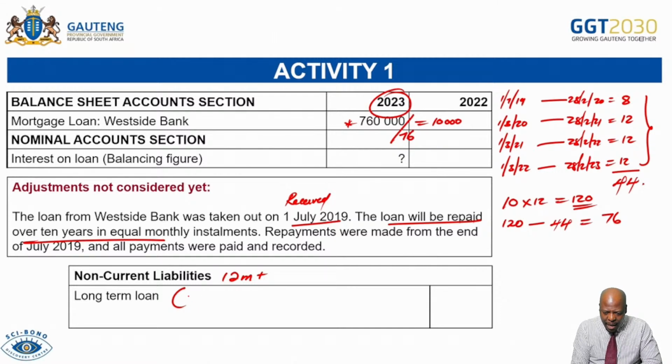So I'm going to come and say my 760,000 here. I'm going to subtract my 10,000 times the 12 months for the next financial year. That gives me 120,000. So I come here, 760,000 minus 120,000 like that. And then I'm going to get my 640,000 like that. Okay, that is a statement of financial position adjustment.